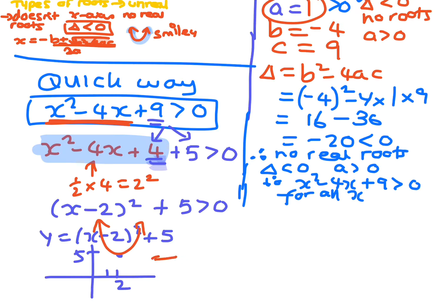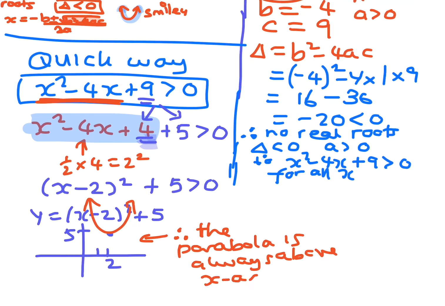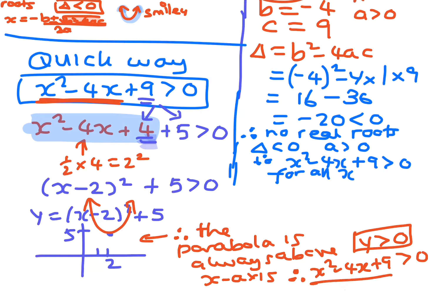So if you just drew a picture of it, you can say that the parabola is always above the x-axis, so therefore that means that this expression would always be greater than 0, because the y value is greater than 0, therefore that expression would be greater than 0.